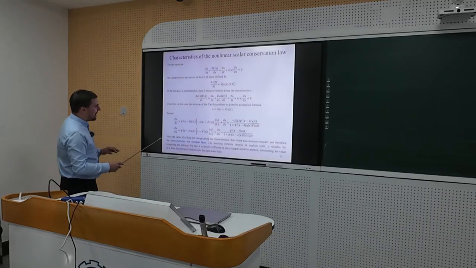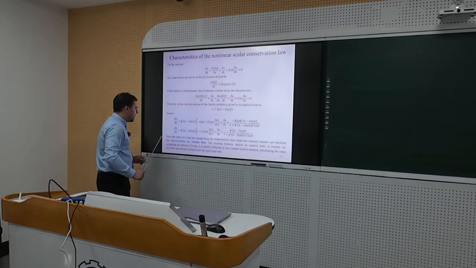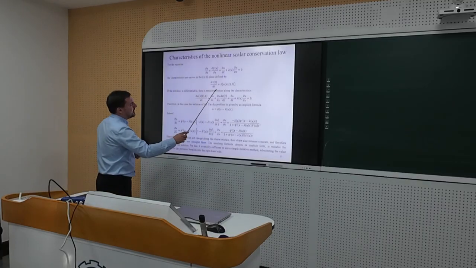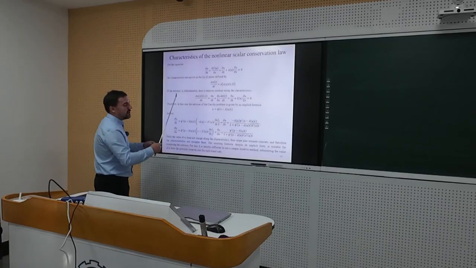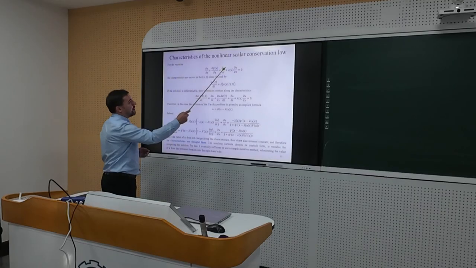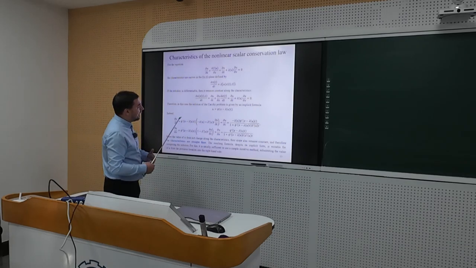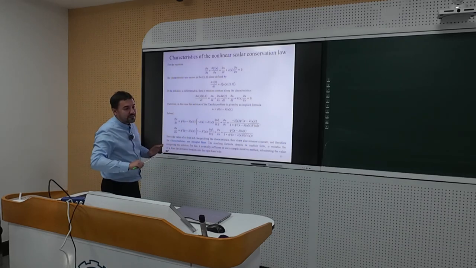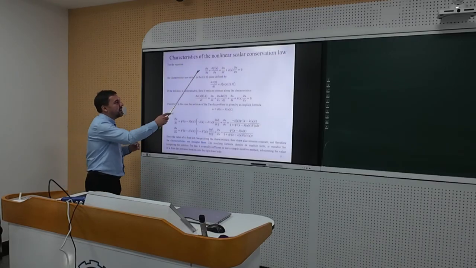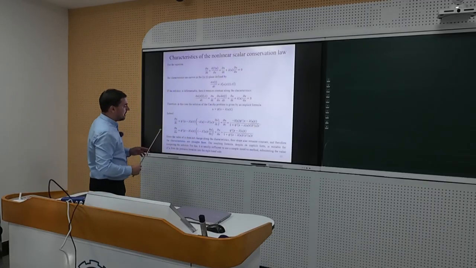Since the value of u does not change along the characteristics, their slope also remains constant, and therefore the characteristics are straight lines. So dx over dt equals lambda of u is the characteristic, and along this characteristic the solution is constant. It means that for a scalar conservation law, when your speed depends only on u, not on x and t, then characteristics are again straight lines. They were straight lines for the linear advection equation, and they are also straight lines for the scalar conservation law if the speed of propagation depends only on the function u.